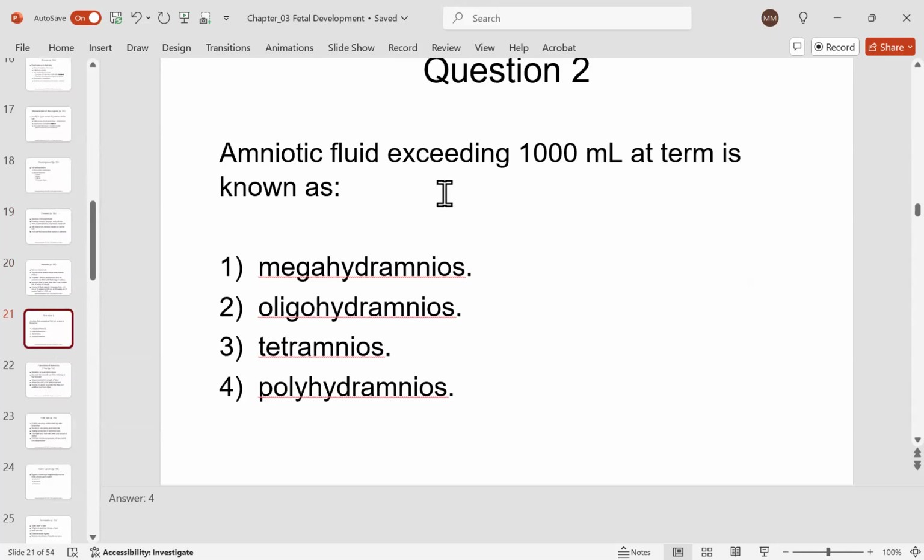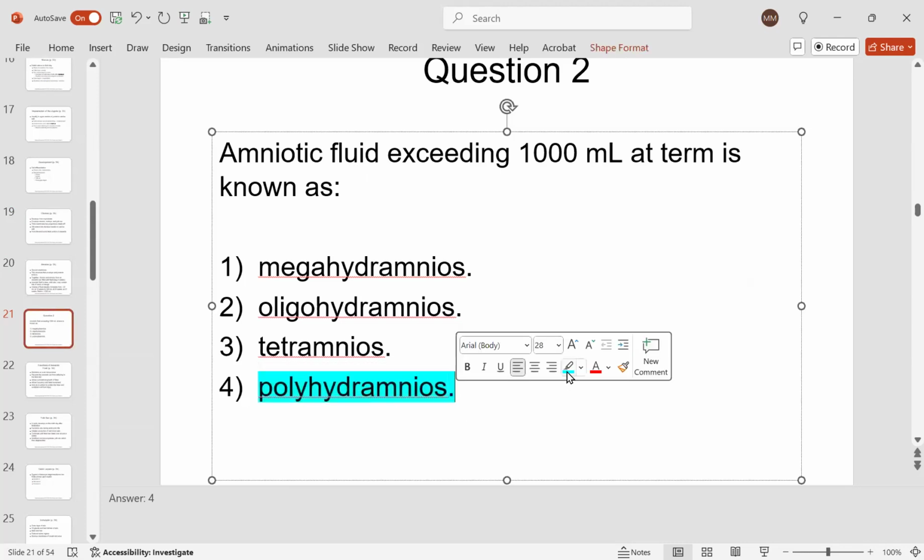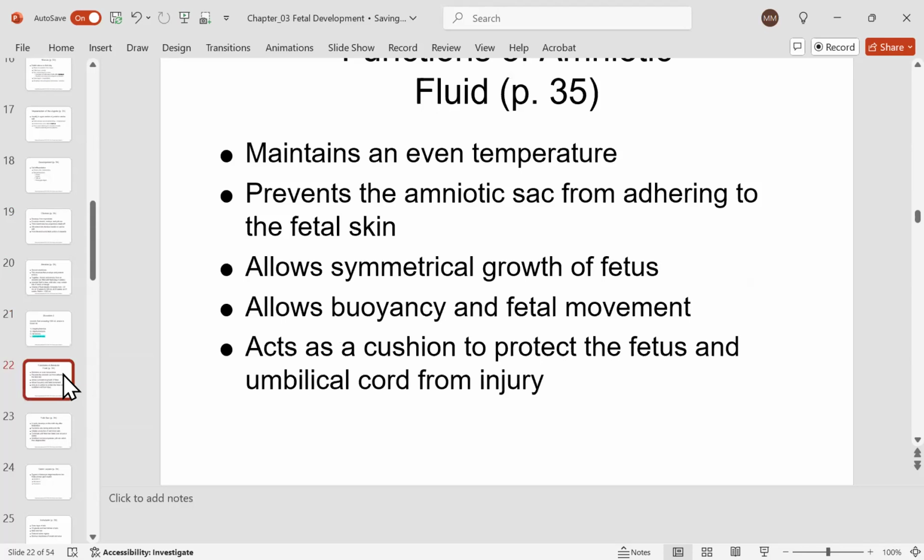But amniotic fluid. So amniotic fluid exceeding 1,000 milliliters at term at the end of the pregnancy is known as polyhydramnios. Remember, poly means many. Oligohydramnios is not enough amniotic fluid. Okay. And what is the amniotic fluid's job?